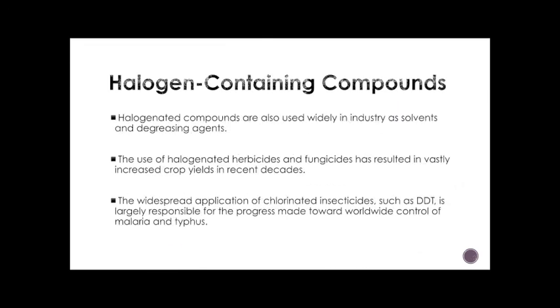Halogenated compounds are used in a variety of medical and industrial uses, as well as industry and agriculture. Your book talks about how they're used as degreasing agents or solvents. Halogenated herbicides and fungicides have increased crop yields. And it says chlorinated insecticides such as DDT are responsible for control of malaria and typhus. A little more of that is covered in your book, so read through that.